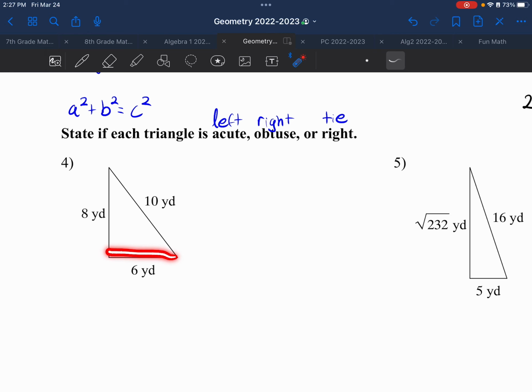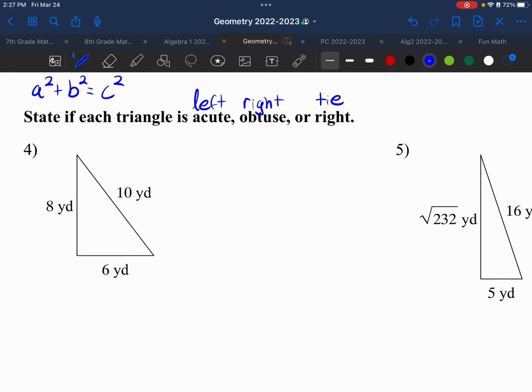If this got really, really big, and these side lengths stay the same, what would eventually happen is it would go like this. It would get bigger, and this angle would get really, really big, aka obtuse, which means bigger than 90 degrees. And vice versa, if these lengths got bigger and this length stayed the same, it would come into something that looks like that, and this angle would get really small. Then it'd be an acute triangle, meaning all of the angles in the triangle are less than 90 degrees.